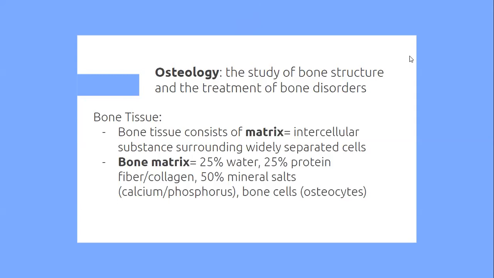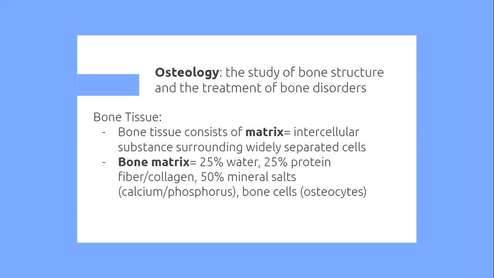It consists of matrix, which we discussed, I think, 2 classes ago, and that's the intercellular substance surrounding widely separated cells. In bone tissue, the cells are very separated. They're not close together. They're very far apart, and what connects all of these cells together is the matrix. And bone matrix is very unique.